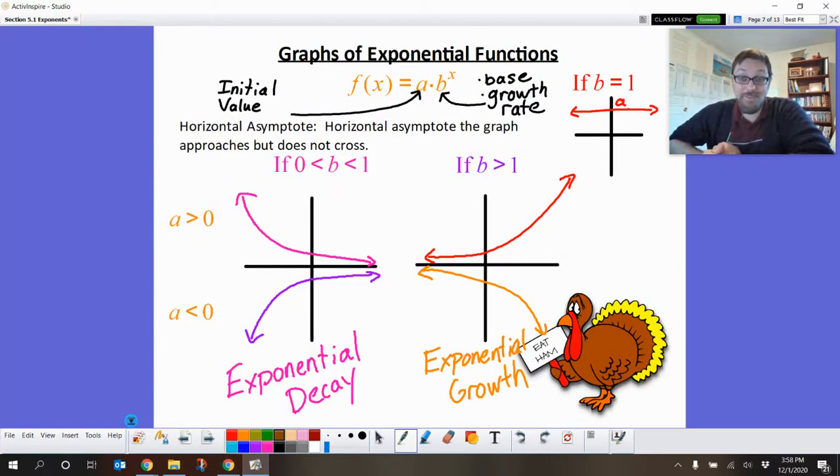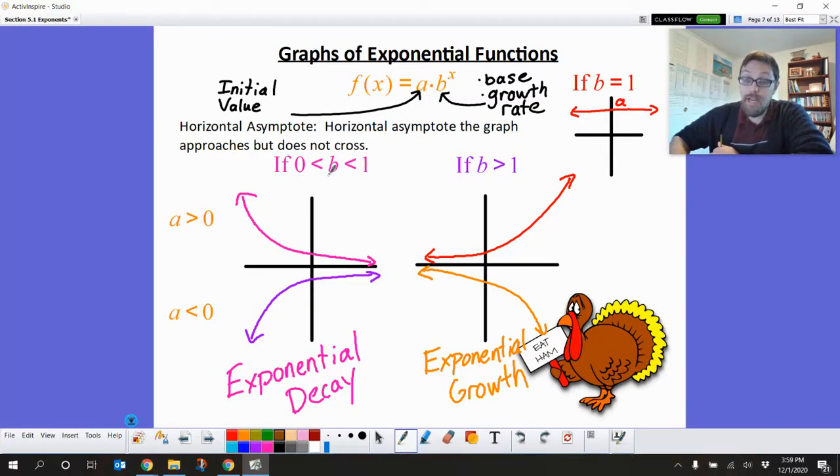What I do want you to write down is this, the graphs of exponential functions. Exponential functions have their initial value, that is this a, and then they have a base b, that is the thing that has our exponent. Now we don't want b to be 1, because if our base is 1, we just have a boring flat line. That's not an exponential function.